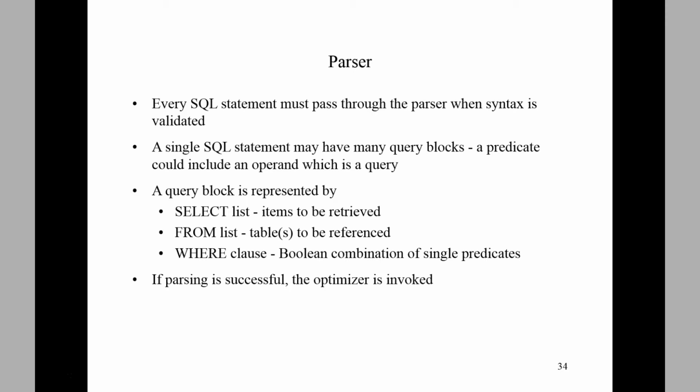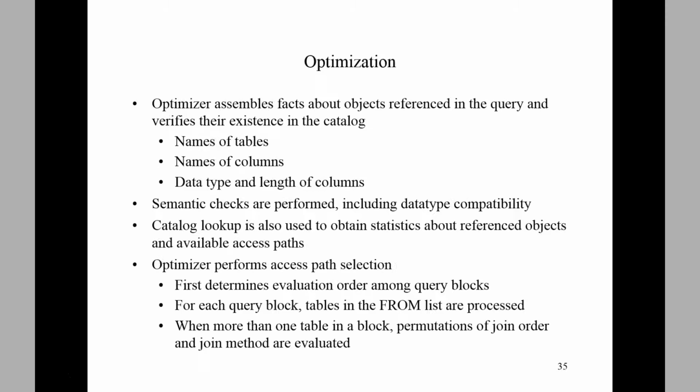So a query block is represented by a select list, the items to be retrieved; the from list, the tables or data sources to be referenced by the query from which the data will be retrieved; and a where clause, a Boolean combination of single predicates. If parsing is successful, then the optimizer is invoked.